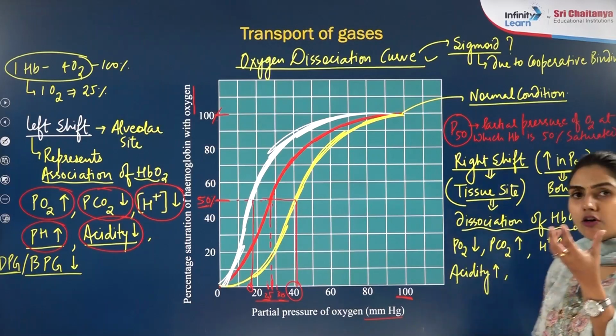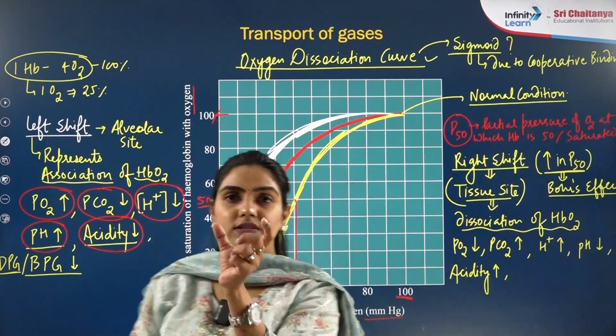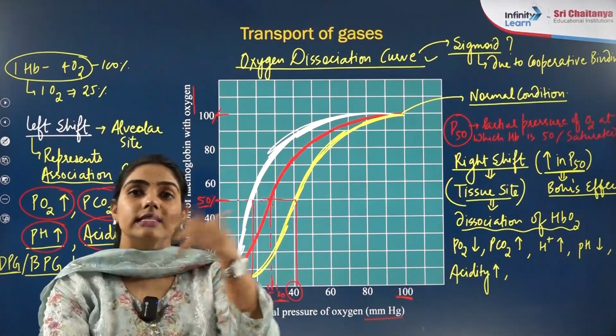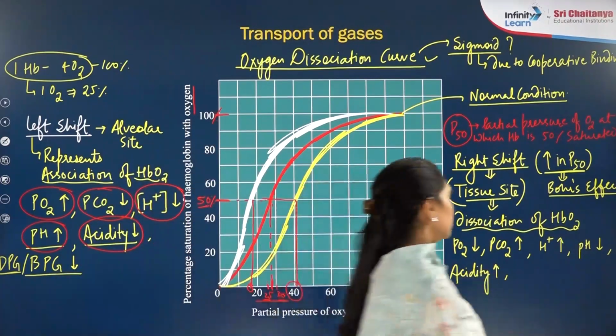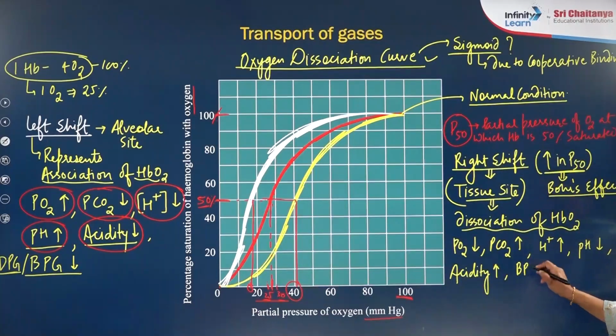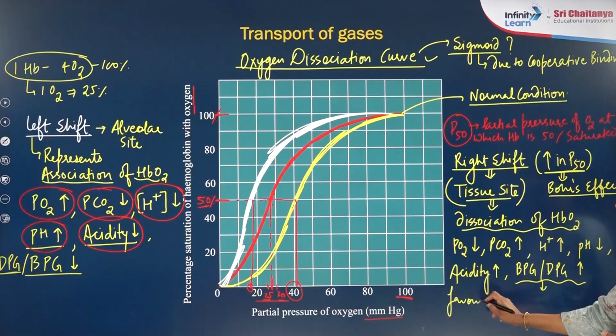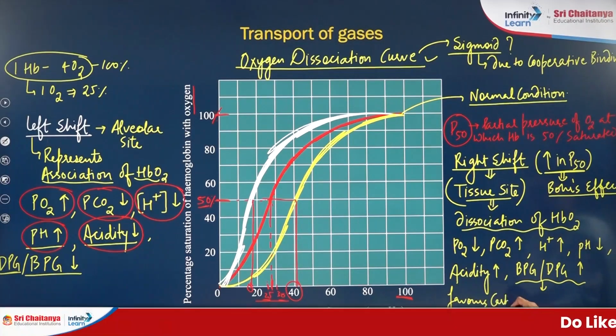Yes or no? When the pH value is very less, pH value 2, 3, it is a strong acid, right? H plus ions are very high. And the BPG or DPG is also high. This favors, you can write here, it favors carbaminohemoglobin formation.